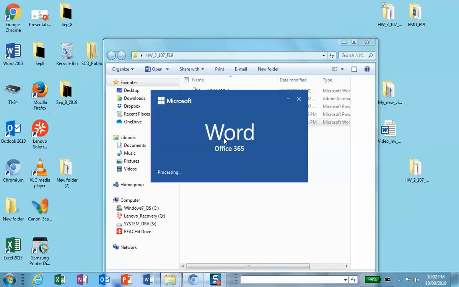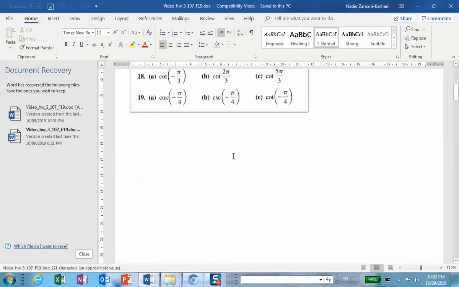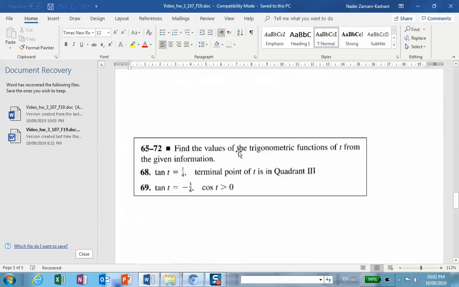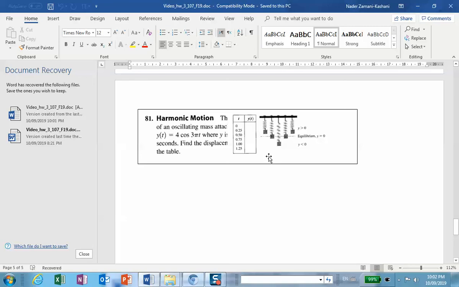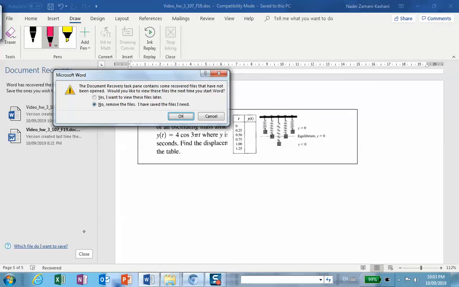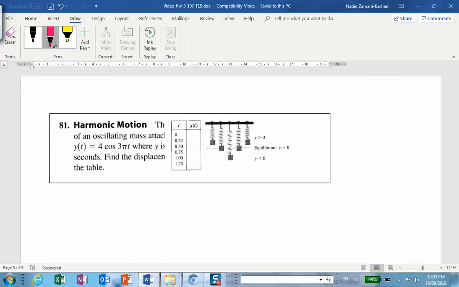The last problem, it's very simple actually. It tells you that if you have a spring, and you displace it from the equilibrium position and let it go, as time goes on, the position in the vertical direction is according to that formula.